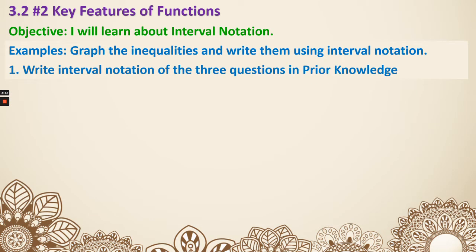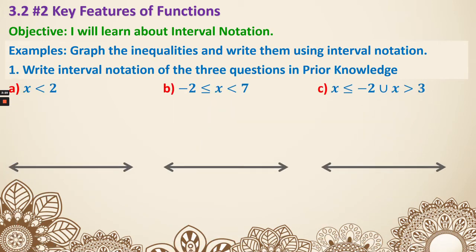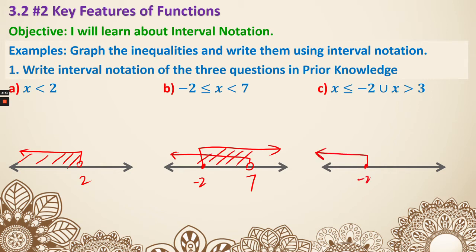Now let's actually do the questions that you just did on the top of the note page from the prior knowledge. Let's try to write these into interval notations. Let me quickly draw the graph again. So that's 2. That's -2 pointing to the right and 7 pointing to the left. Then the last one, I'm going to shade. Last one, I have -2 pointing to the left and 3 pointing to the right.